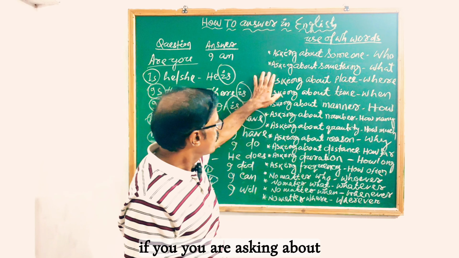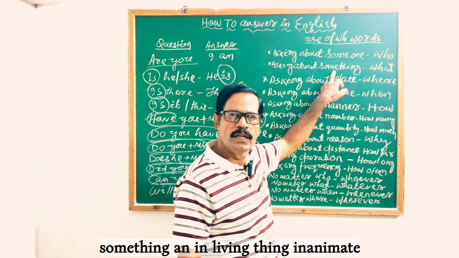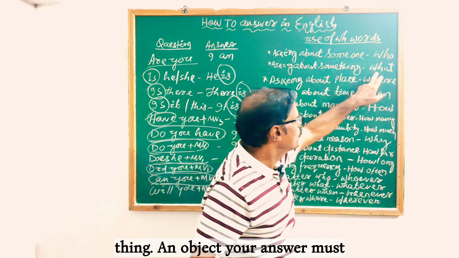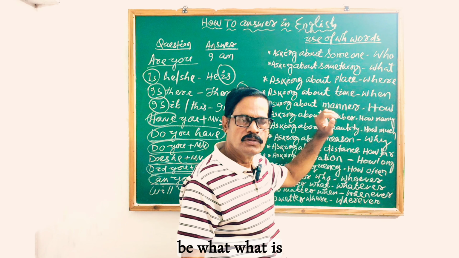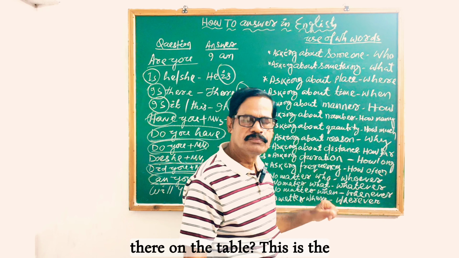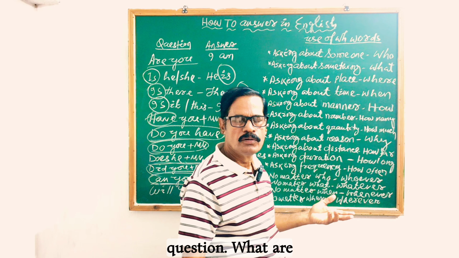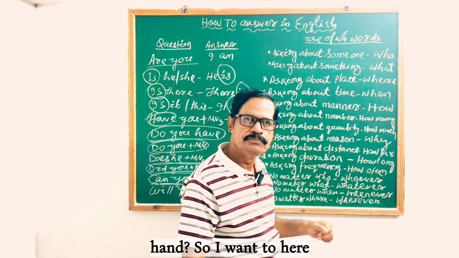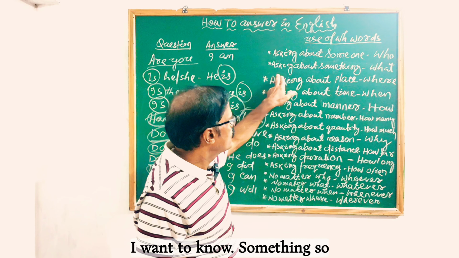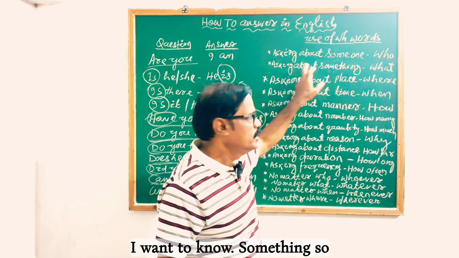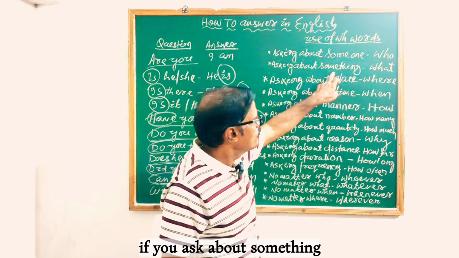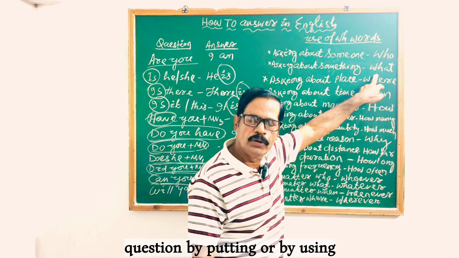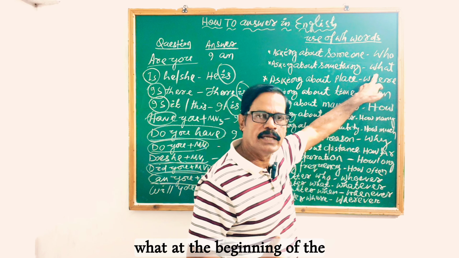If you are asking about something, a non-living thing, an inanimate thing, an object, your word must be what. What is there on the table? What are you speaking? What is that in your hand? So here I want to know something. If you ask about something, you have to start your question by using what at the beginning of the question.